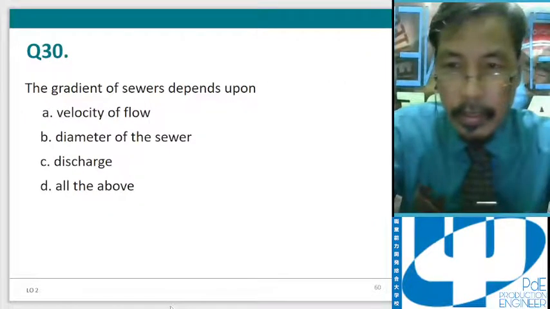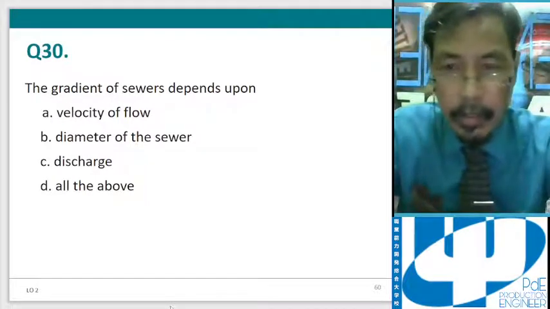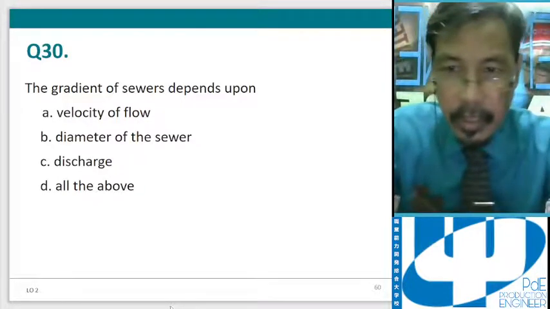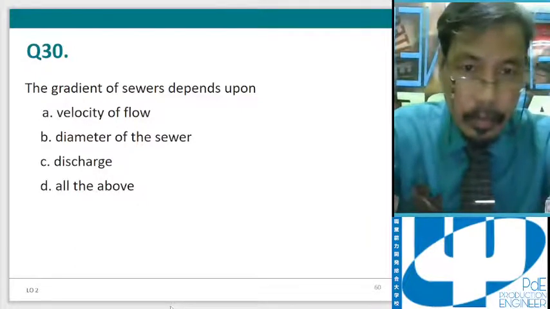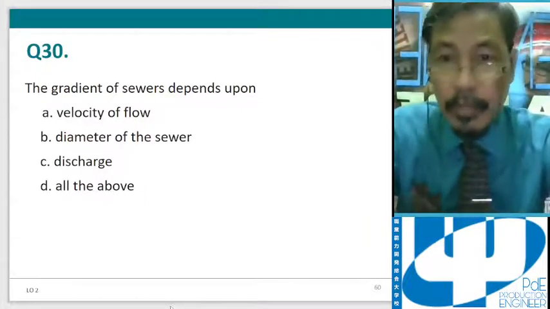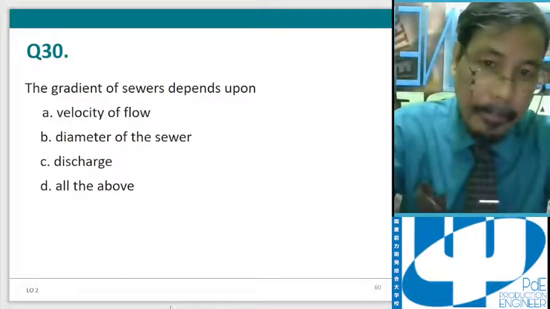And question 30. The gradient of sewers depends upon A, velocity of flow, B, diameter of the sewer, C, discharge, D, all of the above. This is all of the above. So the gradient has to be calculated with these factors at hand. All of them.